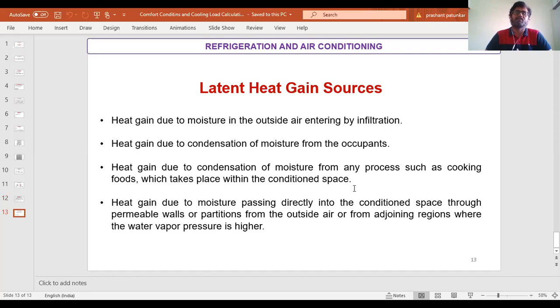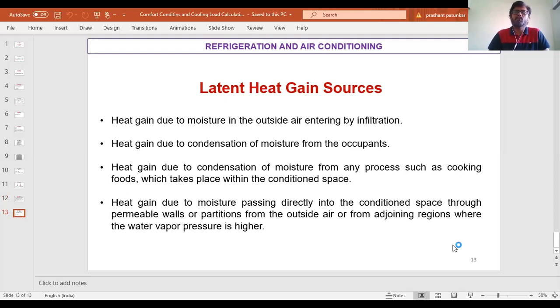Then heat gain due to the moisture passing directly into the conditioned space through the permeable walls and partitions from the outside air or from adjoining regions where the water vapor pressure is higher, isn't it? So due to the vapor pressure difference across the walls, inside the room and outside the room, some amount of the water vapor or moisture would also be admitted directly into the space across the walls or the partition.